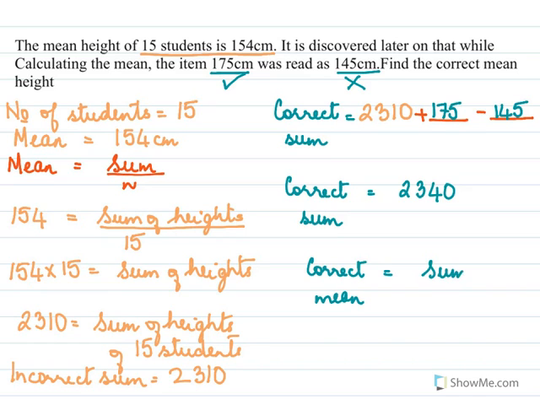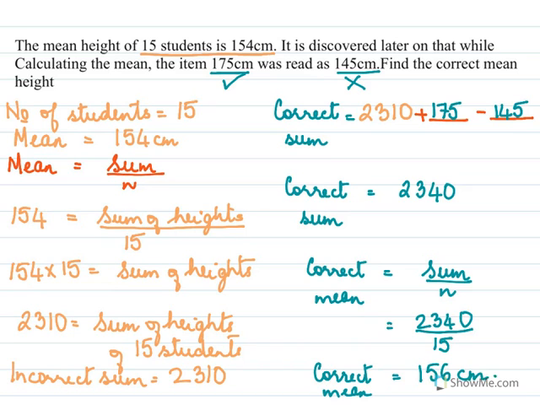Now the right mean, or the correct mean, will be sum over number of observations, 2340. The number of observations in this case is 15. So the correct mean equal to 156 centimeter will be the correct mean height.